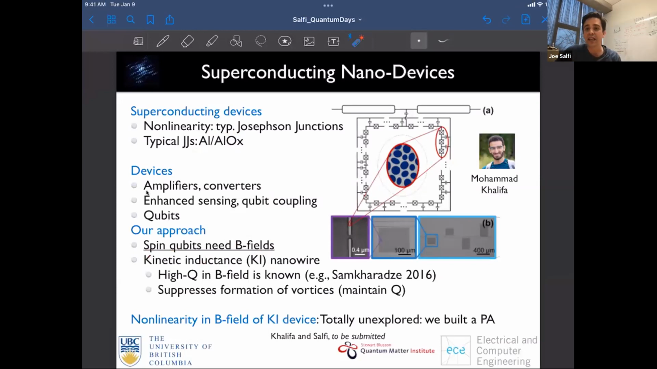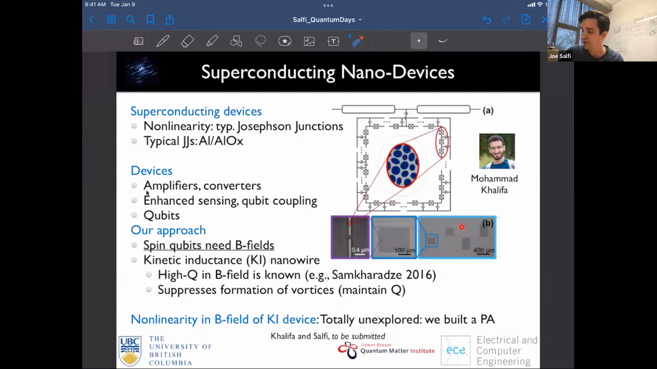So what we've been looking at is kinetic inductance-based superconducting devices. And here what's known now is that you can maintain high quality factors in resonators because you can suppress the dissipation that comes from magnetic vortices in superconductors when you apply magnetic fields. But what's not really known, or is rather totally unexplored, is the nonlinearities in those devices in high magnetic fields. And that's what we've looked at.